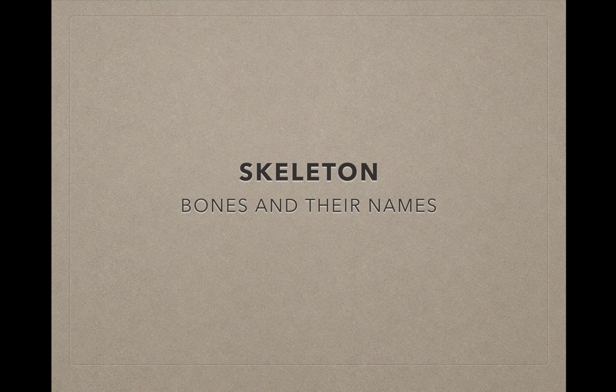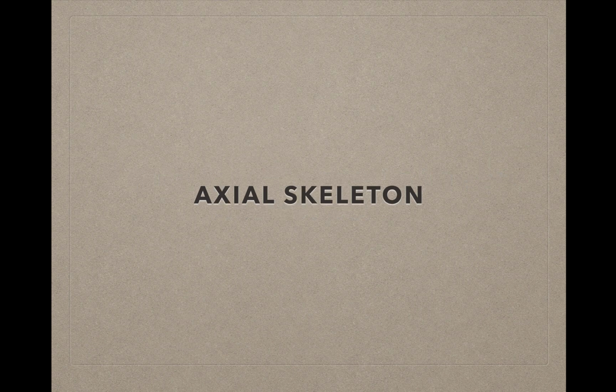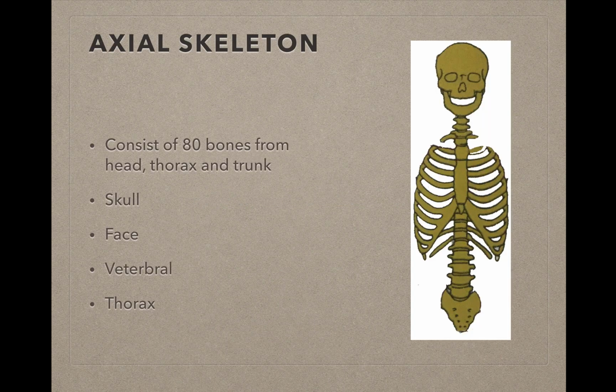Skeleton, bones and their names. There are 206 bones in the human body. Of the 206 bones, they can be broken up into two sections. The first section is the axial skeleton. The axial skeleton consists of 80 bones from the head, thorax, and trunk. This will include the skull, face, vertebral column, and the thorax.